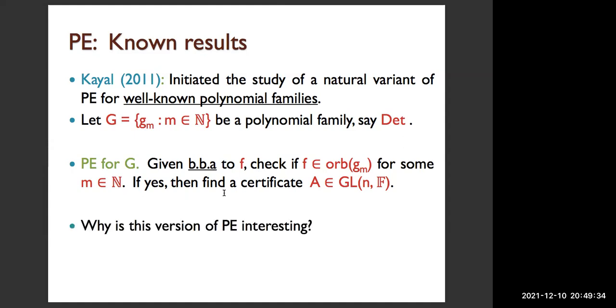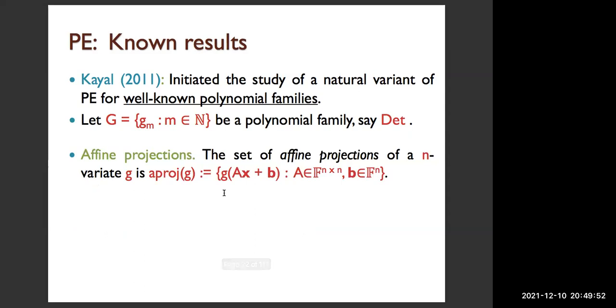So that's a problem. But why should it be interesting? Why is this version of polynomial equivalence interesting, right? So it is a natural problem to study. So that's one reason it is interesting. But it is also interesting from the viewpoint of learning general circuits. So let's see why, by first defining what are called affine projections. I'm sure you have seen it in some of the earlier lectures. So let me define it anyway.